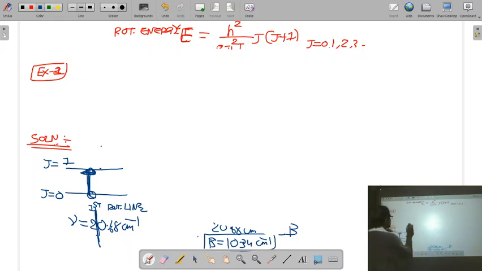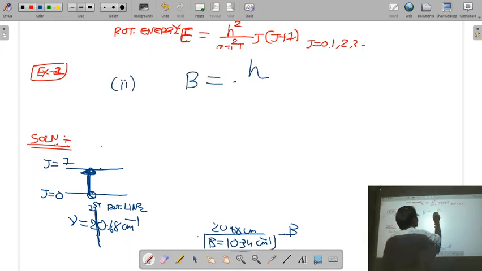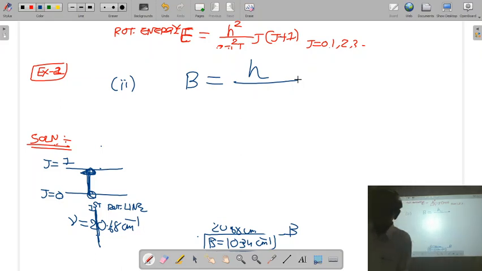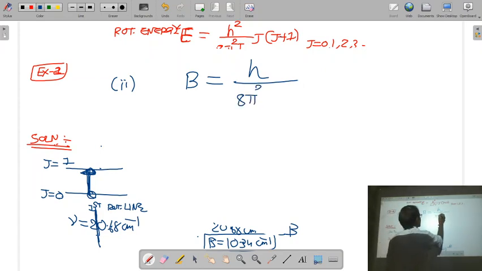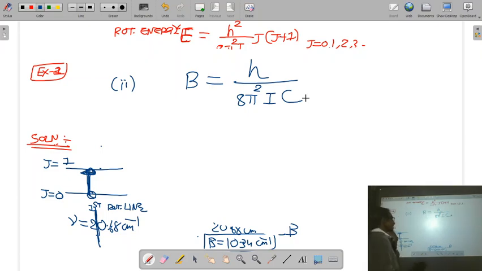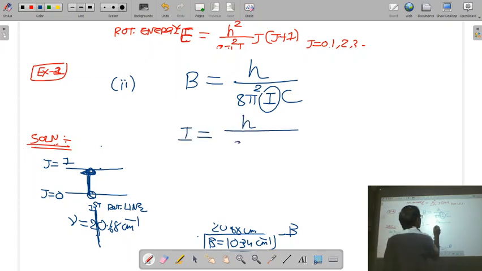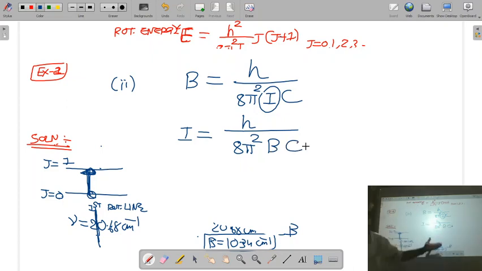Now, second calculation. In the previous discussion of rotational spectra, we defined the rotational constant B as h upon 8 pi square I C. From this equation, you will be able to calculate the moment of inertia I of the molecule. So, I is equal to h upon 8 pi square B C. If you put all these values, you will get the moment of inertia of the HCl molecule.